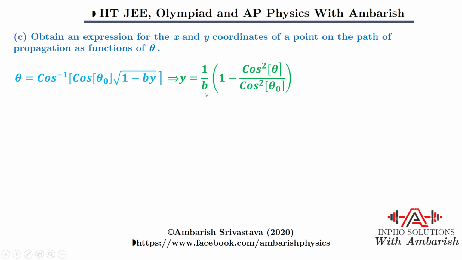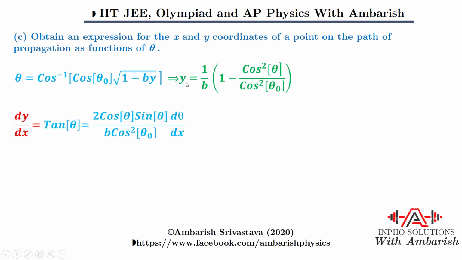So y comes out to be 1 by B times (1 - cos squared theta upon cos squared theta naught). Alright. Now once I have y, I can find out the slope by differentiating this with respect to x. So dy by dx is tan theta, which is nothing but the derivative of this expression with respect to x. So I'll differentiate both sides of this equation with respect to x. So what do I get?